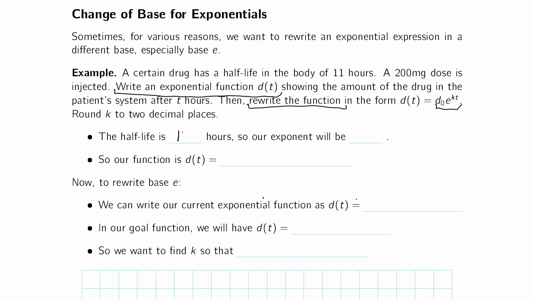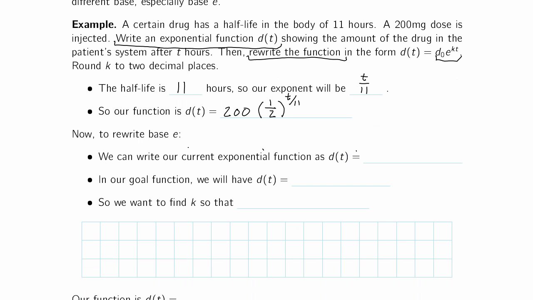Well, we'll start with the half-life is 11 hours. So remembering how we constructed these things, our exponent is going to be t over 11. We start with 200 milligrams. We're working with a half-life, so our base is 1/2. And our exponent is t over 11. Okay, so that is an exponential function for the amount of the drug in the patient's system. We want it written with base e. So how will we do that?